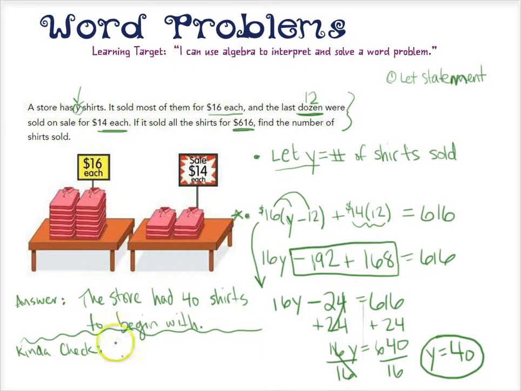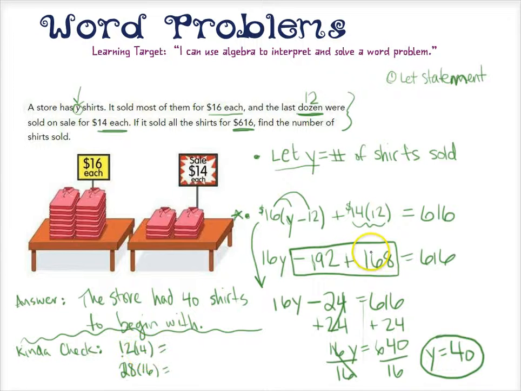So we're going to go back to the word problem itself, and we're going to say, alright, a dozen for 14 each, and then 16 each. And then this is the number we never actually came up with. It was represented right here with y minus 12. And now that I know that y is supposed to be 40, I could say, okay, the other chunk is 40 minus 12, which is 28. So I know that 12 shirts were sold for $14, 28 shirts were sold for $16, and I'm hoping that these two numbers will add up to the grand total of $616.